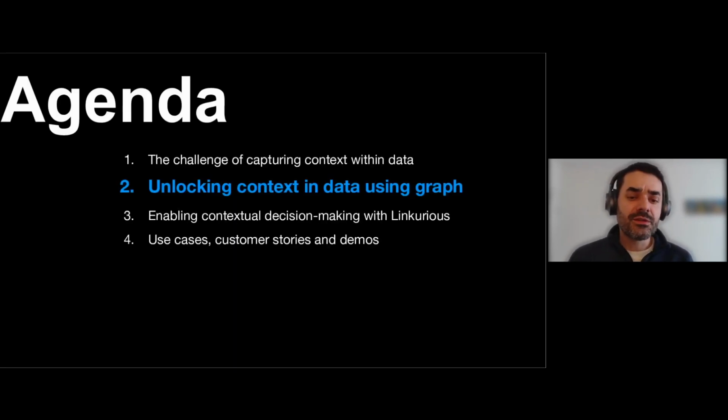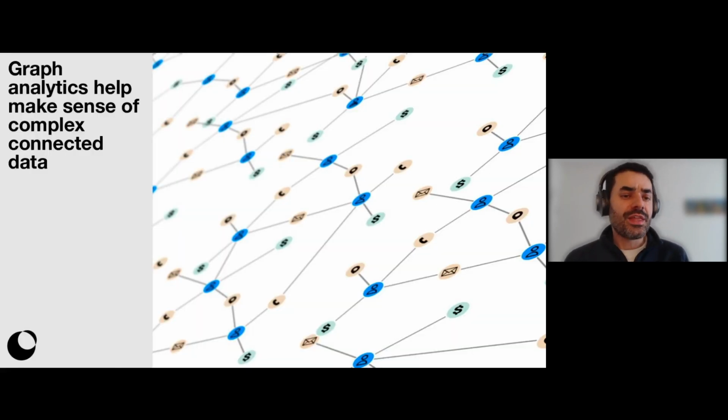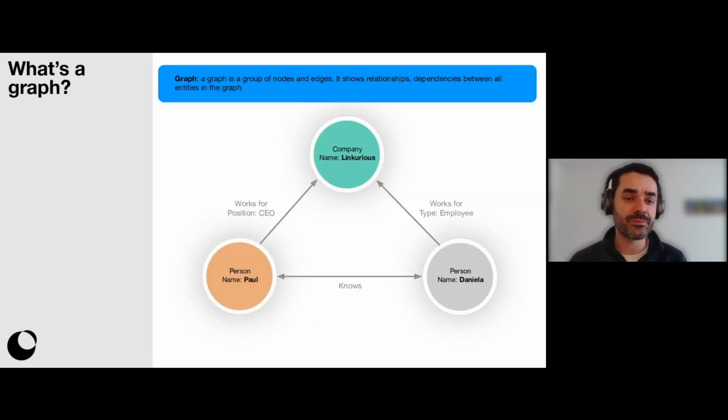So we've talked a little bit about the challenge of capturing context within data, and now I want to talk about what tools there are to help organizations make sense of complex connected data, and specifically the value of graph analysis. So there's a whole field called graph analytics that has developed and that is really booming, and which helps make sense of complex connected data. I'm going to talk a little bit more about graph analytics and what it means in practice and how it can be applied to various problems.